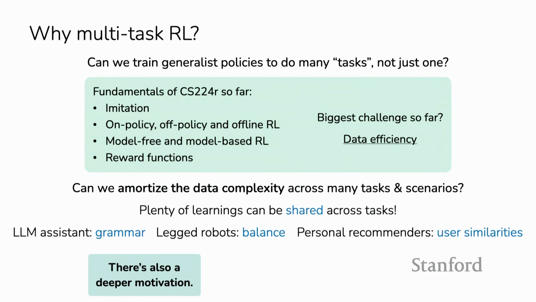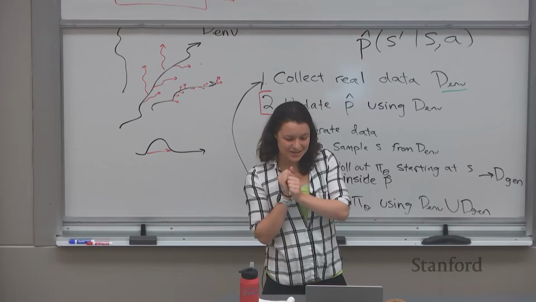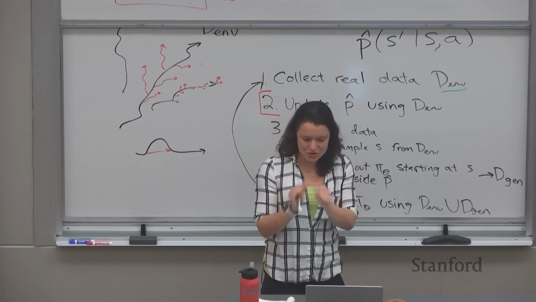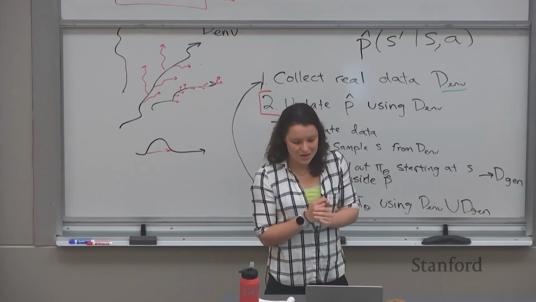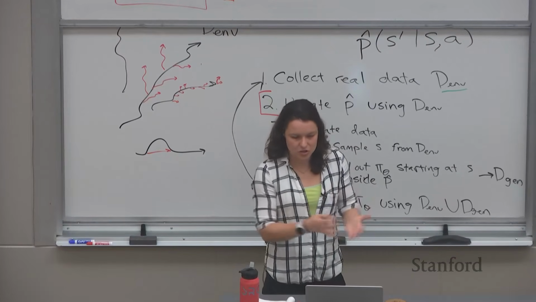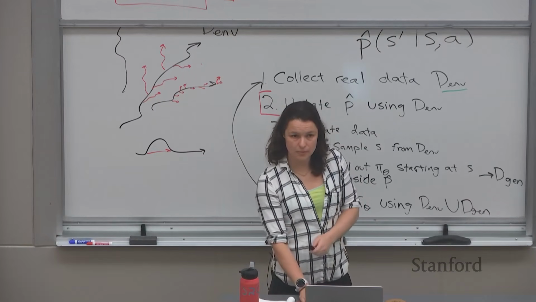And then there's also a slightly deeper motivation, which is that when we actually try to train these generalist systems rather than systems that do one task, we often find that generalist systems end up being more reliable and more performant than if we were to just train on one task. I think this is a pretty cool finding that has empirically been true in recent years in AI. And so it's extra motivation for not just training something for one particular task or problem or user.